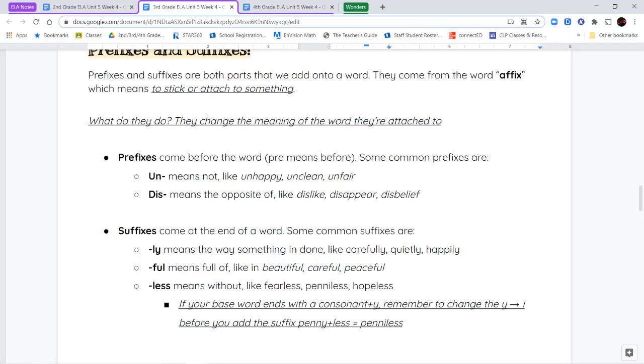Also, we have the suffix full, which means full of something. So someone is very careful. You might go to a place that feels very peaceful. You might see some flowers that are very beautiful.